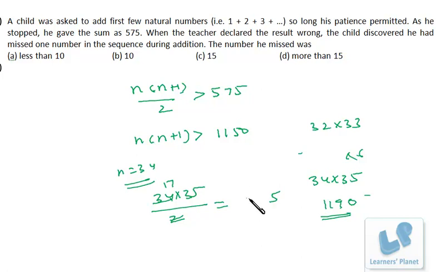So that's 595. So he is getting the sum as 575, but the sum of first 34 natural numbers is 595. That means he has missed one number, that is 20, right? He has forgotten to add 20. That is the difference of 595 and 575. So according to the options, it's more than 15. Okay, I hope you are clear.